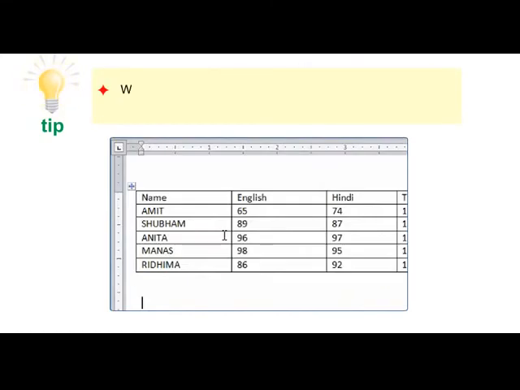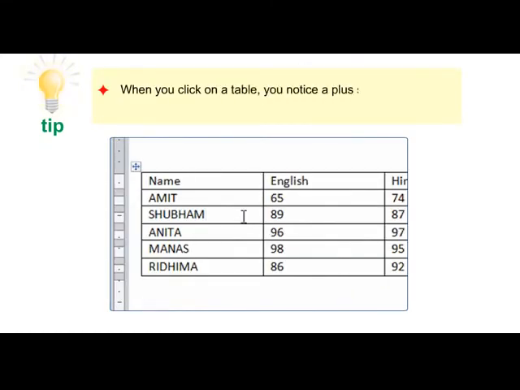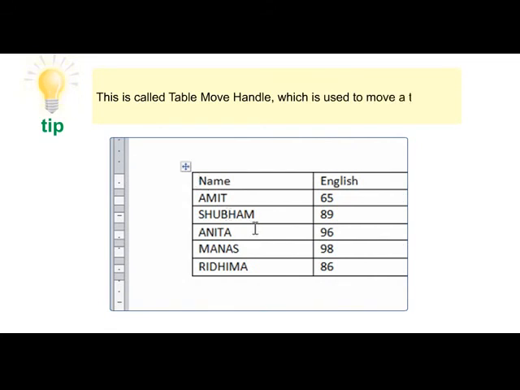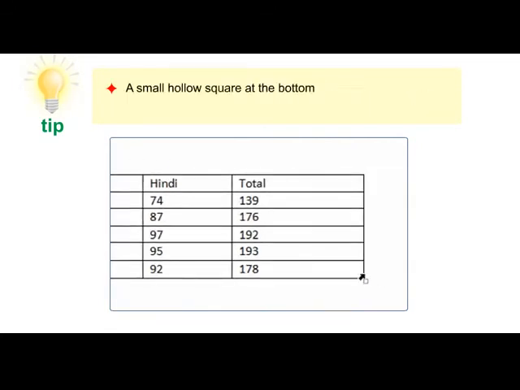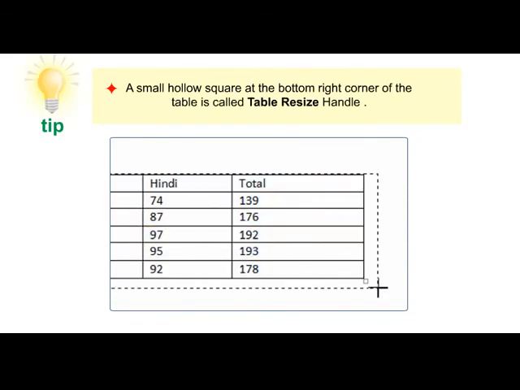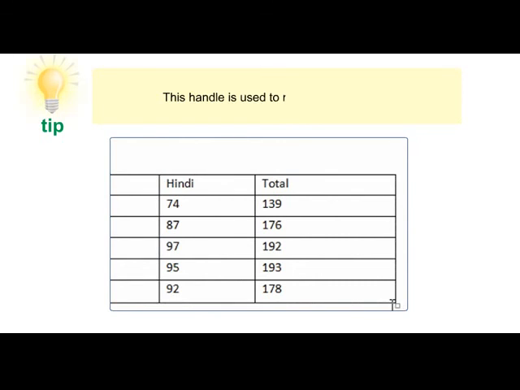Let me give you a few tips. When you click on a table, you notice a plus sign at the upper left corner. This is called Table Move handle, which is used to move a table. A small hollow square at the bottom right corner of the table is called Table Resize handle. This handle is used to resize a table.